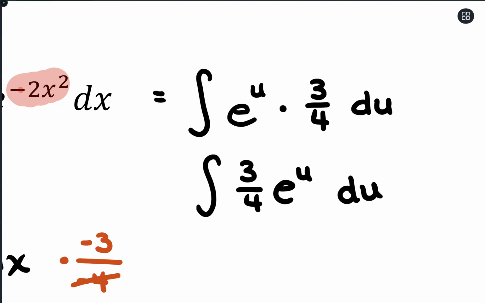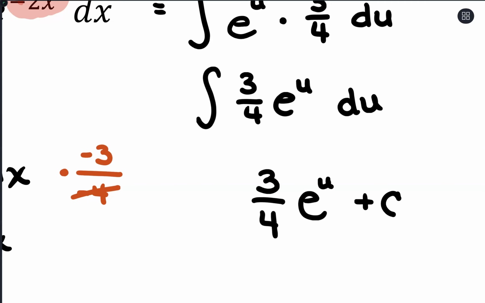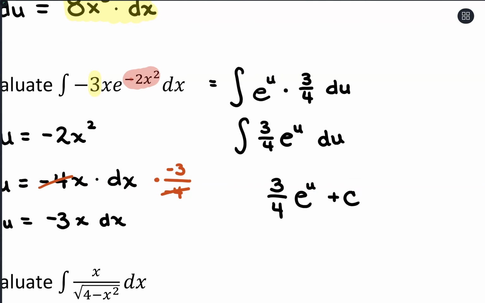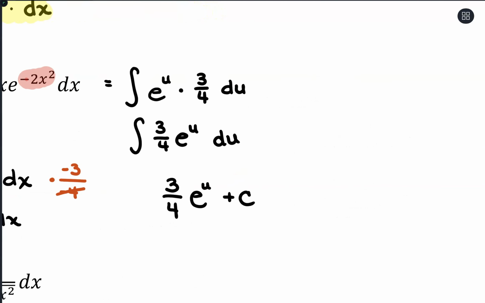So much simpler to work with in this form. The numerical part, 3/4, will just stay the same. And when we take the antiderivative of e to a variable, it stays e to that same variable. So we're going to have e to the power of u and then plus c. And then we just substitute back in. So u is the equivalent of negative 2x squared. So we're going to have 3/4 e to the negative 2x squared plus c.